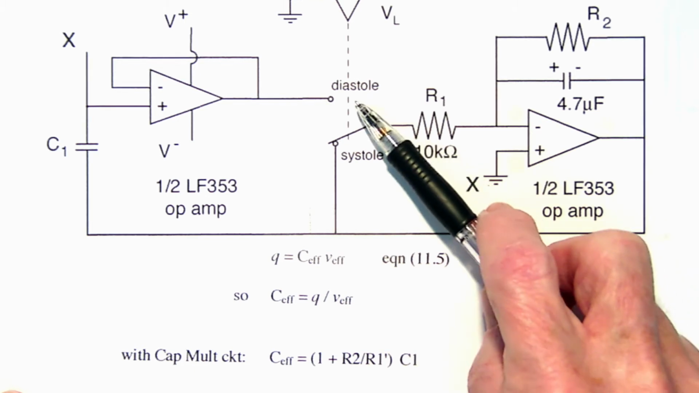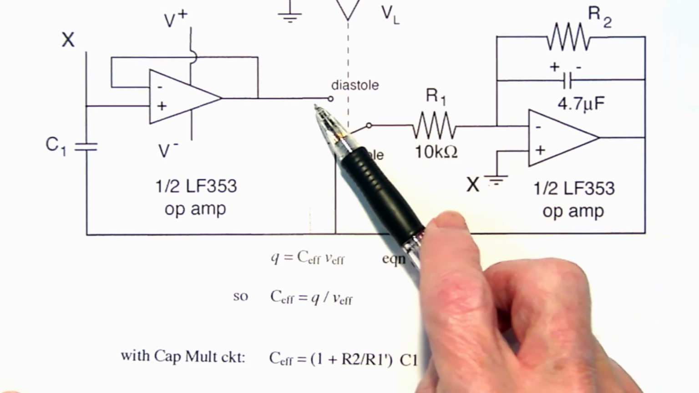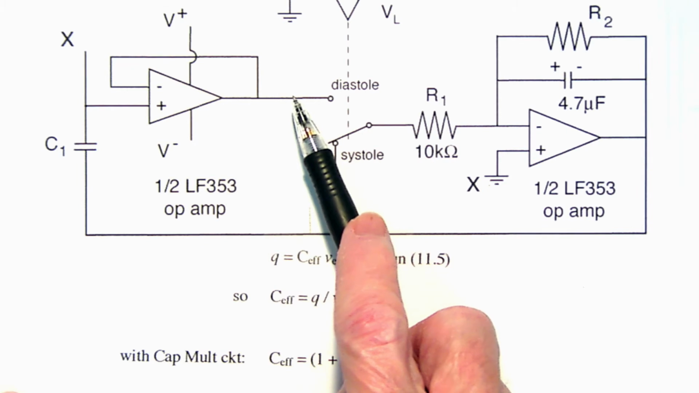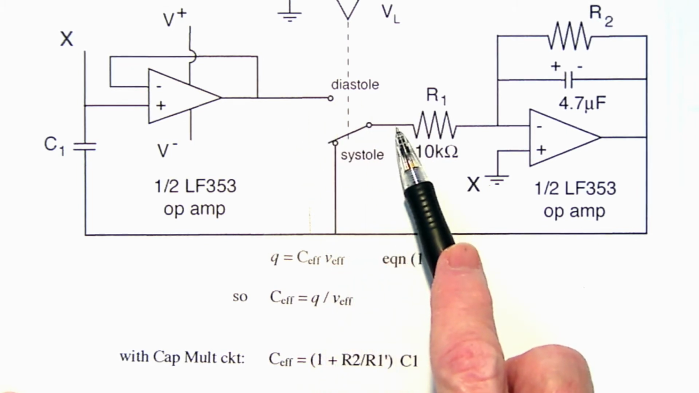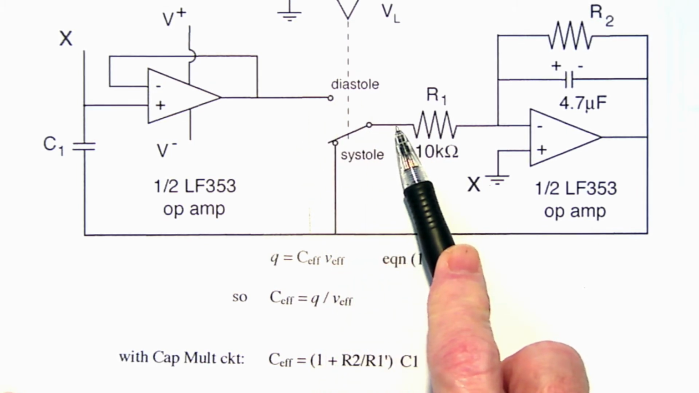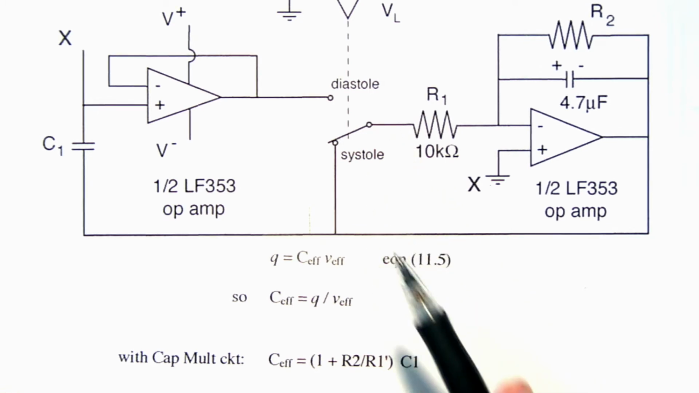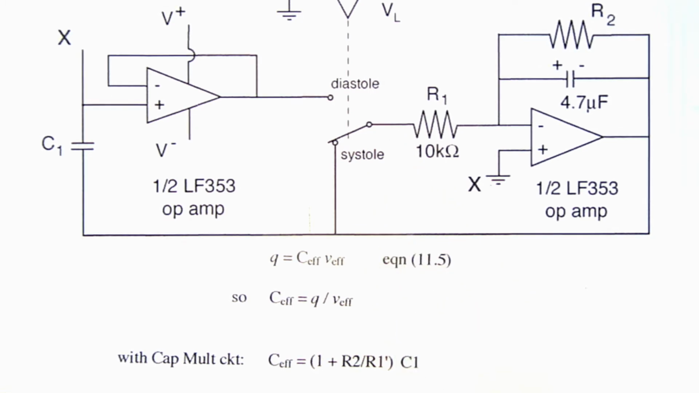But during systole, when the switch is down, that opens up the circuit here, and the effective resistance between this point and the input to the inverting amplifier is infinity. Let's see how that's going to help us to solve for C1 and R2.